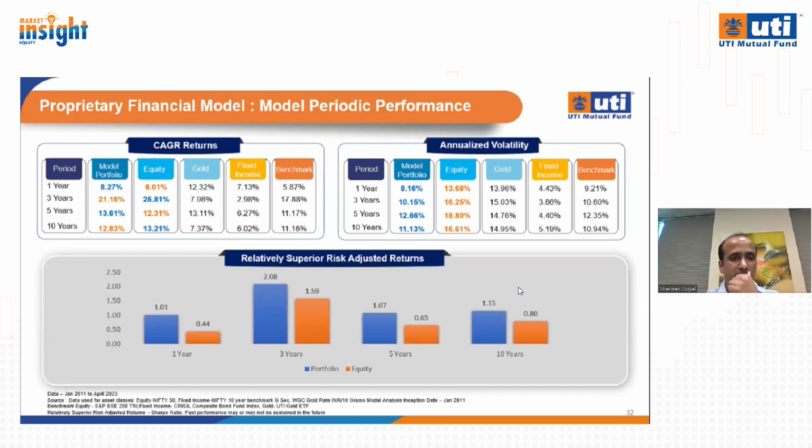Similarly, here we have shown performance of the model in the last 1, 3, 5, and 10-year periods. As you can see, the model has broadly delivered equity kind of returns in the last 10 years, marginally lower than equity, but at the same time the volatility of the model is much lower as compared to equity as an asset class. Because it is generating similar returns as compared to equity, but with far lesser standard deviation, the relative risk-adjusted returns are far superior as compared to the benchmark. So in the last 1 year, it has delivered 1.01 risk-adjusted return as compared to 0.44, and most of the time periods it has delivered much better outcomes on a risk-adjusted basis.